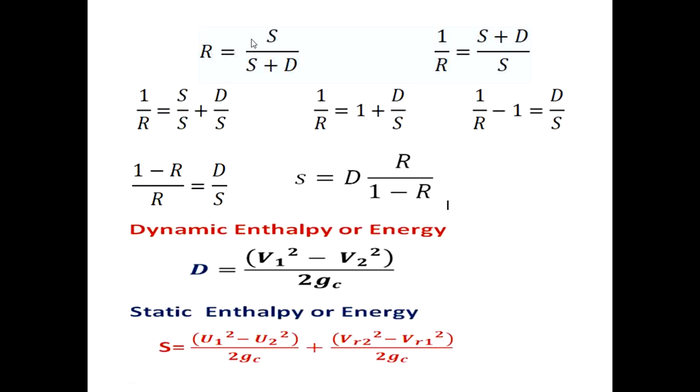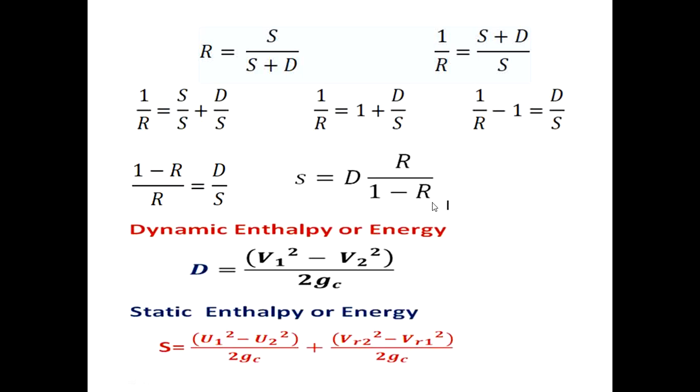You know the degree of reaction R is equal to S divided by S plus D. Take the reciprocal, you will get S plus D divided by S, that is 1 divided by R. Split this into S by S, D by S: 1 by R is equal to 1 plus D by S. Taking the 1 to the left, 1 by R minus 1 is equal to D by S, so 1 minus R divided by R is equal to D divided by S. Therefore, rearranging, S is equal to D into R divided by 1 minus R.